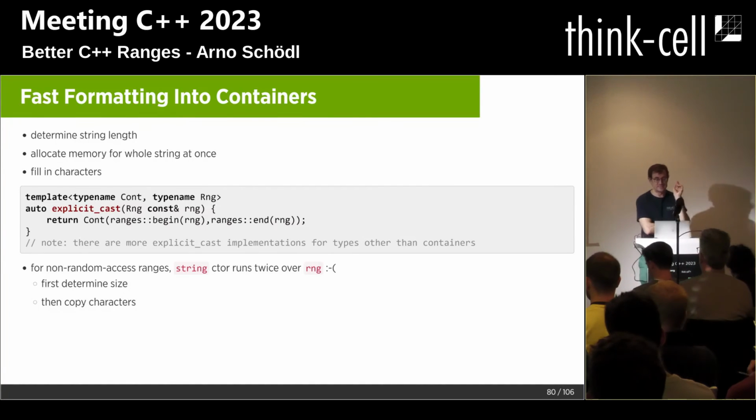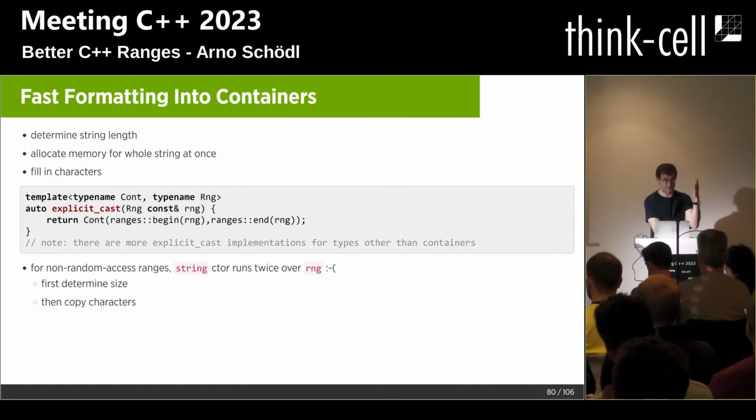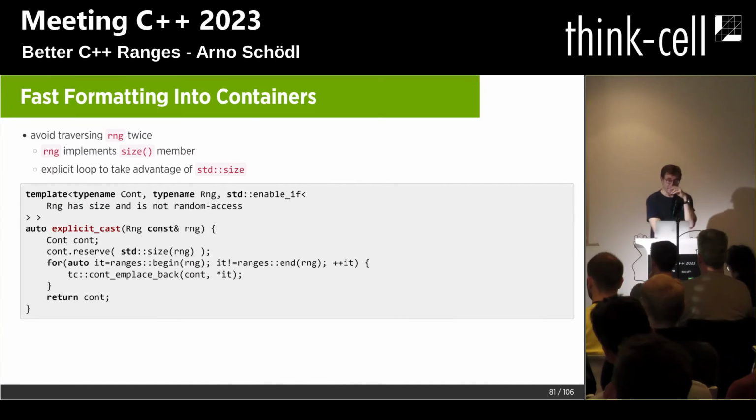So the idea here is to give the poor range a break. First of all, avoid iterating twice. We will always only iterate once, and if we need to, we will reallocate the string multiple times. But if you want it to be fast, then just give a size function to the range so that the size can be determined upfront, and then only a single allocation happens. That's the idea: determine the size of the whole thing at once, upfront, single allocation, and then iterate over it once.